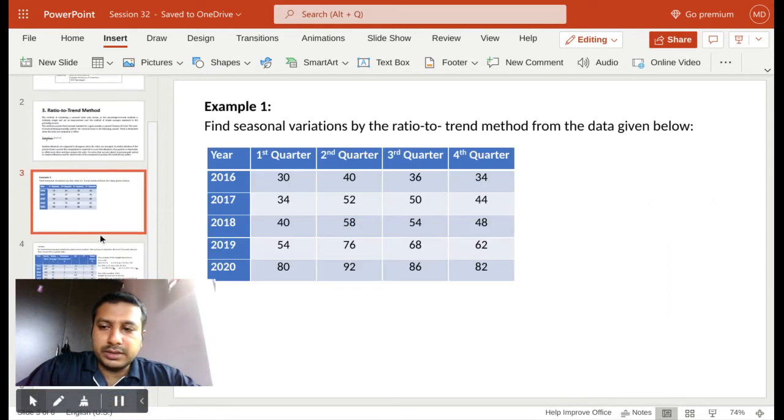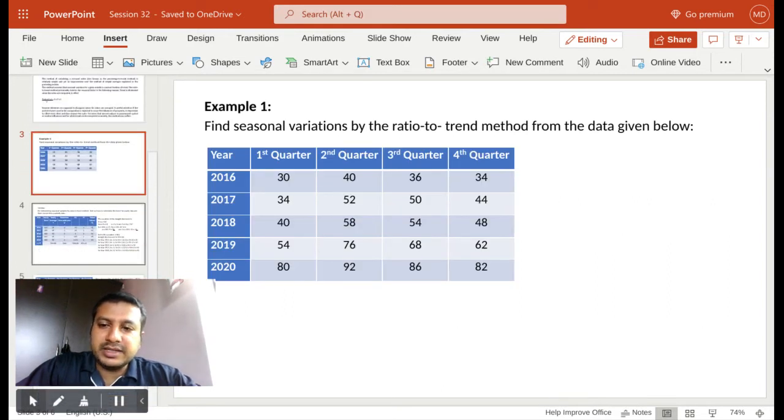ಒಂದು ಎಕ್ಸಾಂಪಲ್, find the seasonal variation by the ratio to trend method from the data given below. Okay, quarterly information for 5 years are given. Let's see the problem.